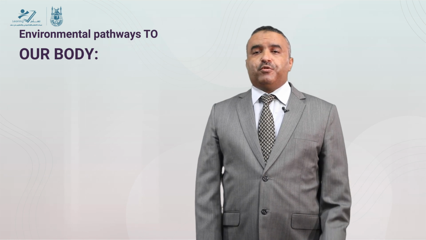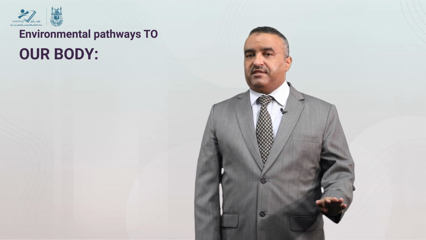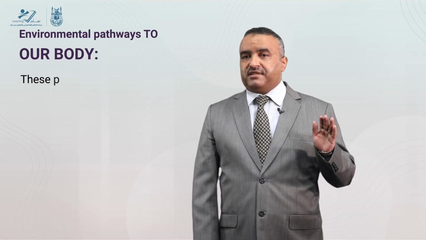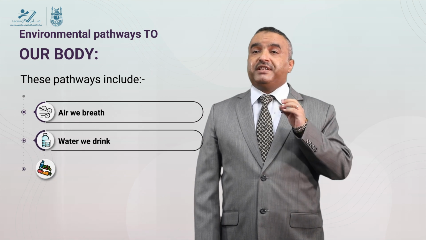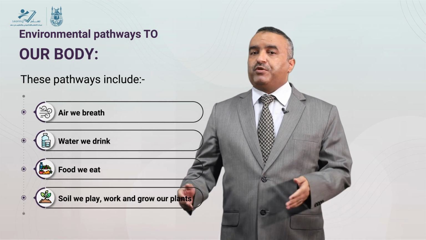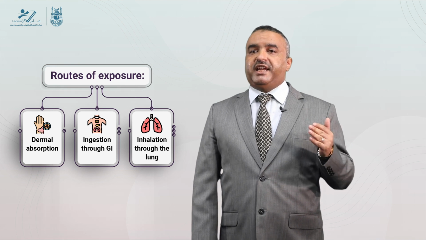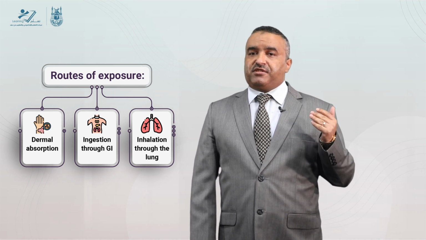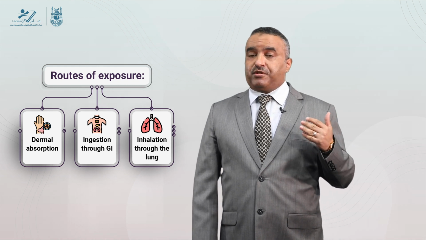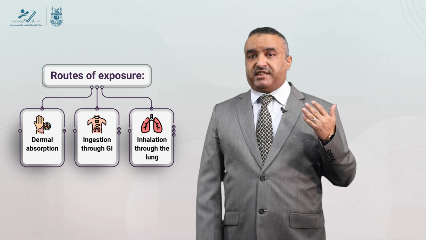To be exposed to different environmental hazards, these hazards should travel from their sources to our body through different environmental pathways. What are these pathways? These pathways include air we breathe, water we drink, food we eat, soil we play, we work, and we grow our plants. Once we have come in contact with these environmental hazards, it can enter our body through different routes of exposure. These routes of exposure are inhalation through our lungs, ingestion through gastrointestinal tract, and absorption through skin, which is called dermal absorption, or through the eyes, and it's called ocular.